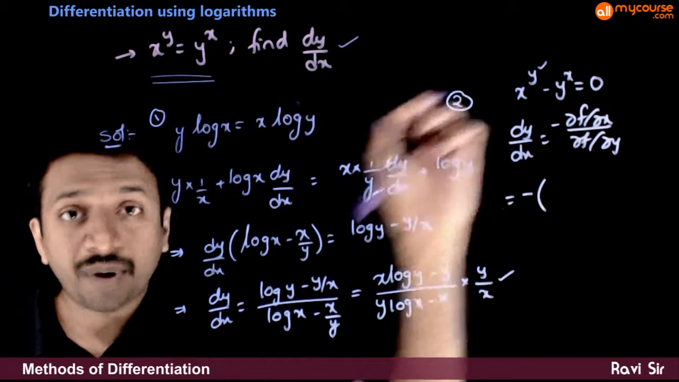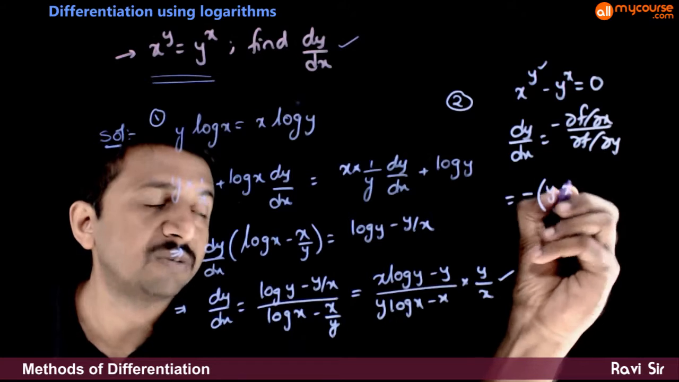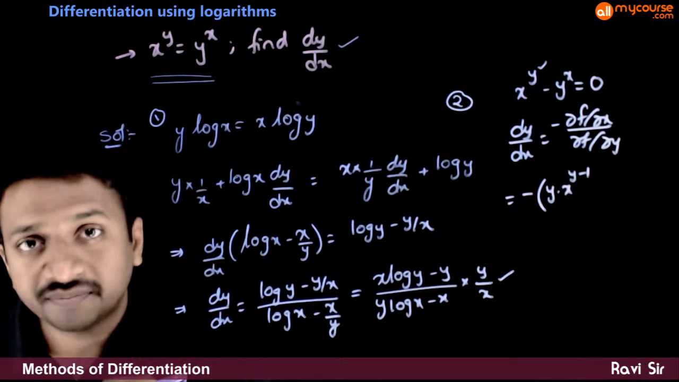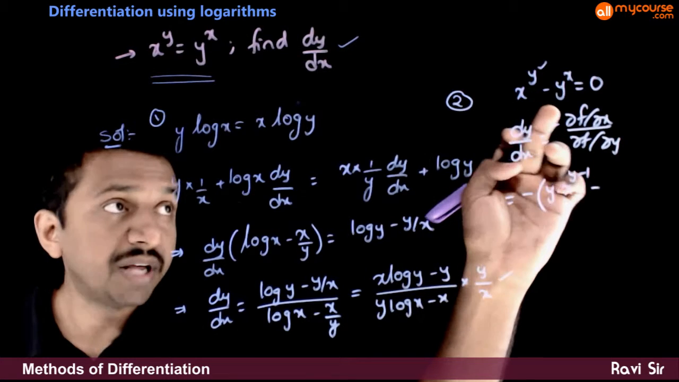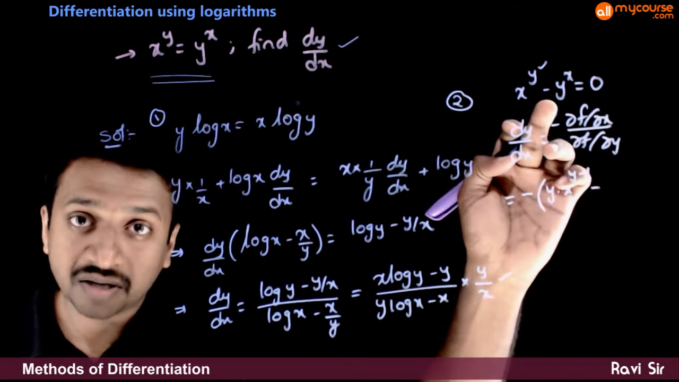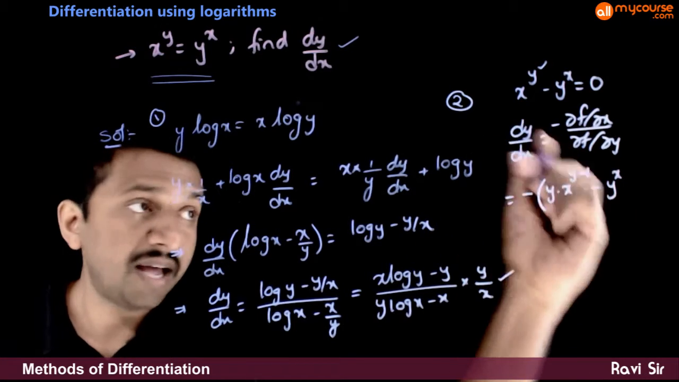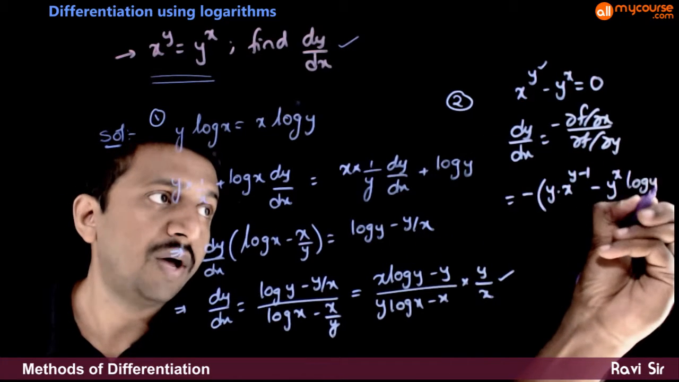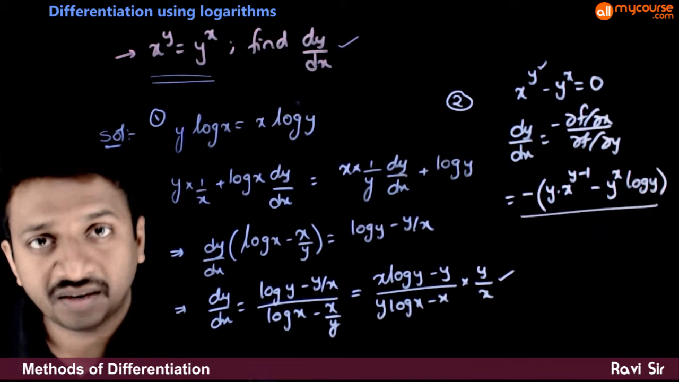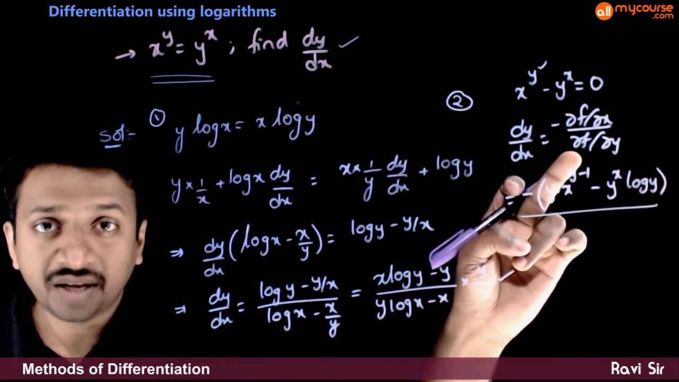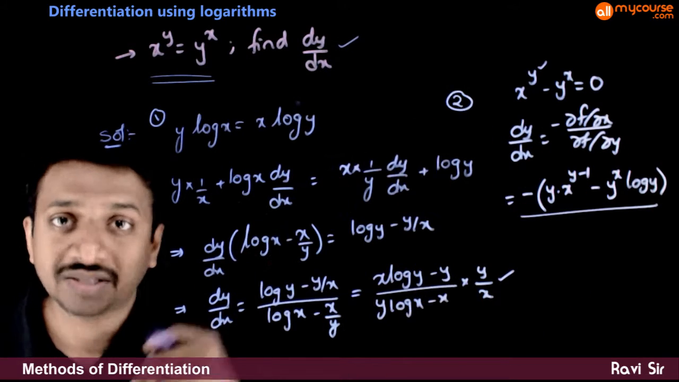So if you assume y as a constant, in the first function the exponent is a constant, so you have y times x power y minus 1. Minus, in this expression if you assume y as a constant, the base is a constant, so you get y power x log y as the differentiation. Divided by, in the denominator you have to differentiate with respect to y, assuming x as constant this time.